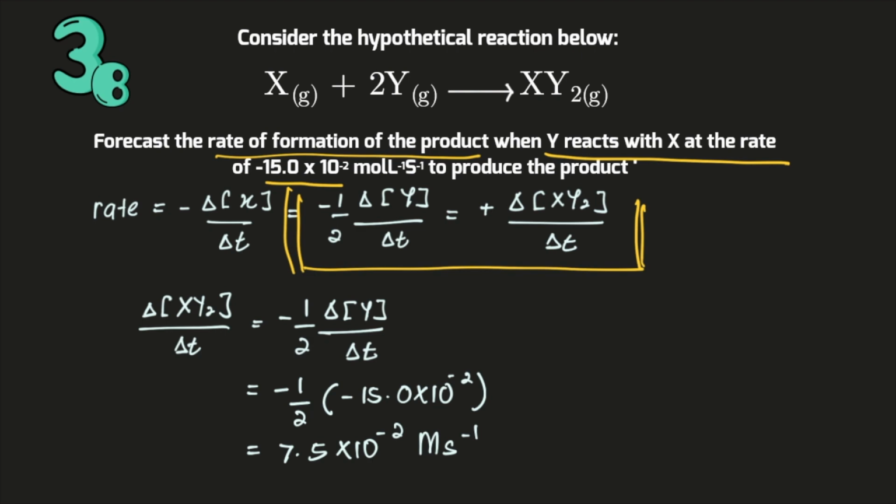So from the question we know that you are looking into the rate of formation of the product. So indeed the final answer should always be positive, because the product will be positive and only the reactant in the rate expression we express as negative.